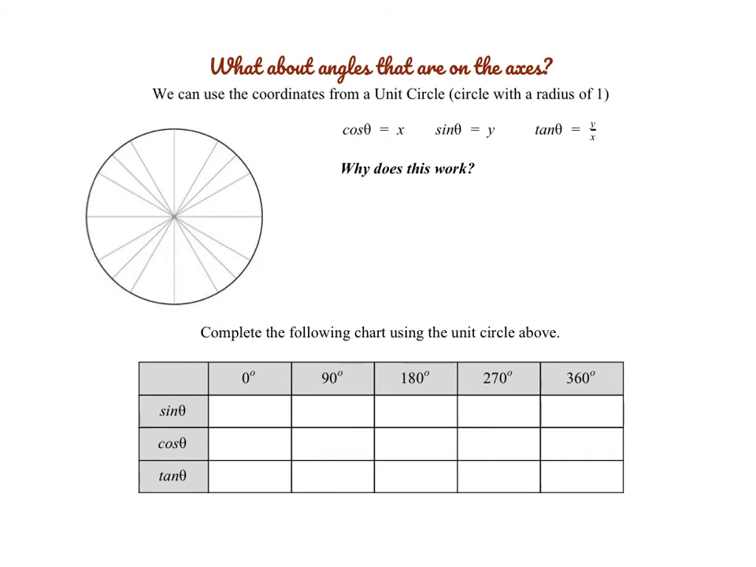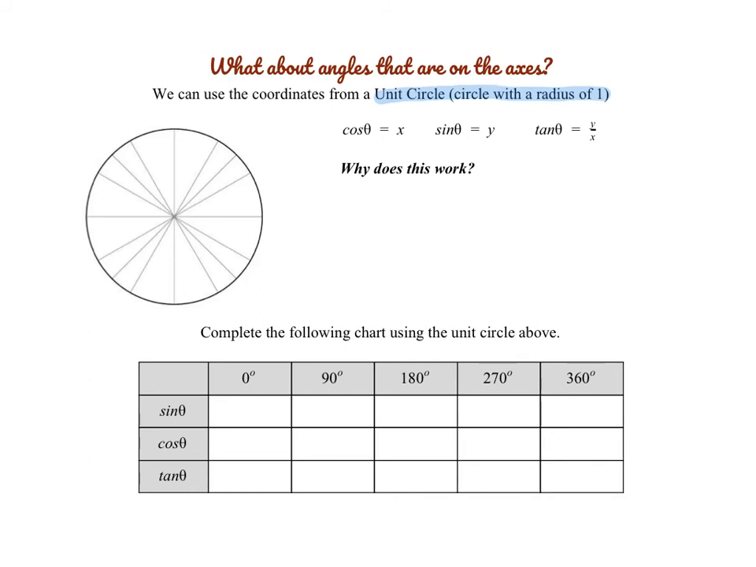We can actually evaluate our axes like our 0, 90, 180, 270, and 360 using the coordinates from the unit circle. So by definition, a unit circle is just a circle that has a radius of 1. So that's really important to know. So a unit circle is a circle with a radius of 1.